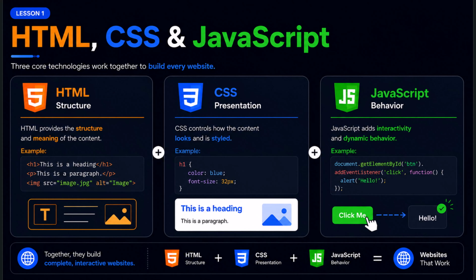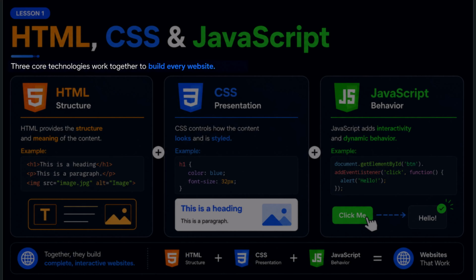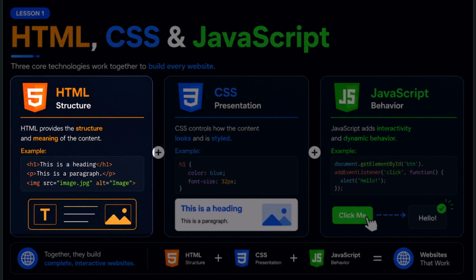There are basically three technologies that are used to build every given website, and that is HTML, CSS, and JavaScript. HTML basically provides the structure and meaning of the content. For example, you can have a heading, you can have a paragraph, and you can have an image inserted in a web page. So that one is usually achieved by the use of HTML.